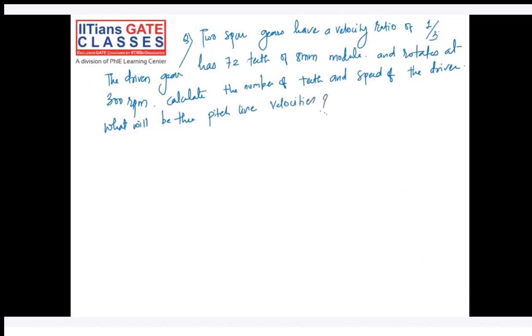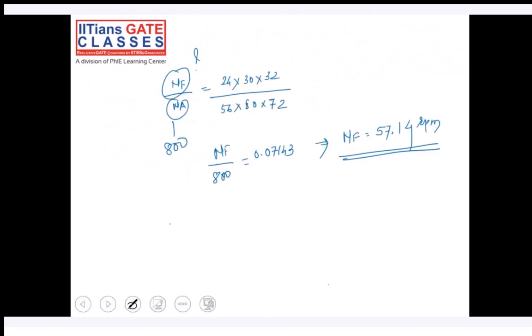Solve this question. Velocity ratio is given as, you know, that is second gear divided by the first gear, and that can also be given as number of teeth on first gear by second gear, and that is given as 1/3 in our question. Two spur gears have the velocity ratio of 1/3. The driven gear has 72 teeth. Okay, so T2 is 72. You can get T1 from it.